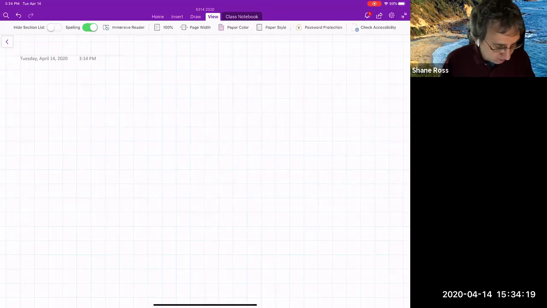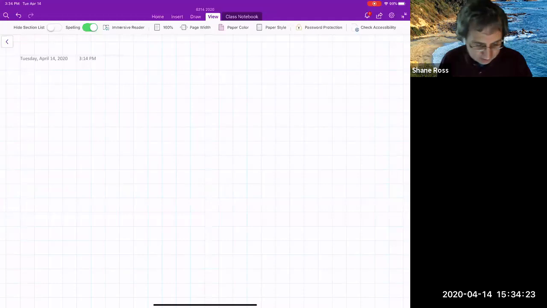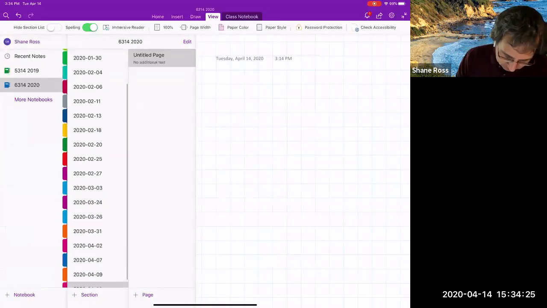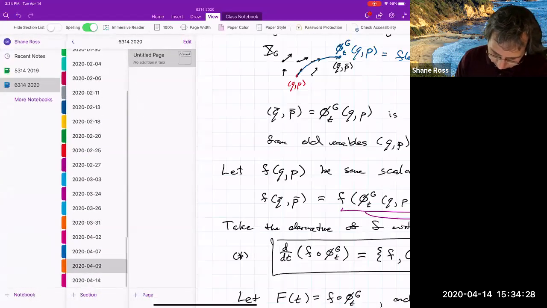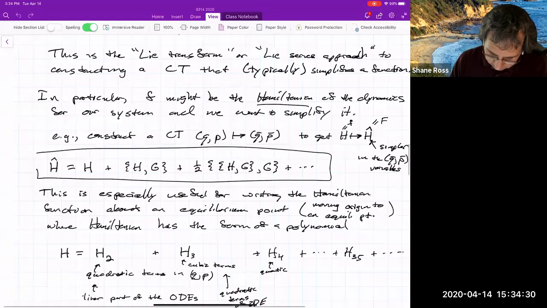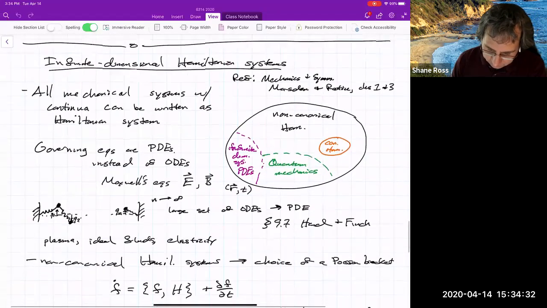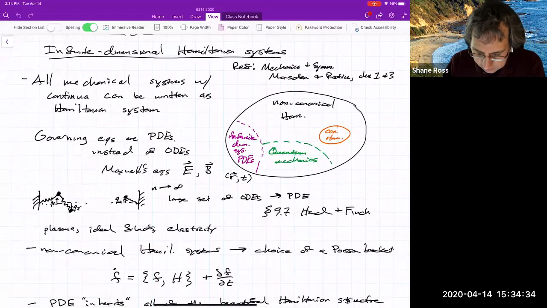What I wanted to talk about today, we'll see how far we get. I introduced the idea last time of infinite dimensional Hamiltonian systems. So let me just go over that again. The idea here is that we can write PDEs that come from mechanics.